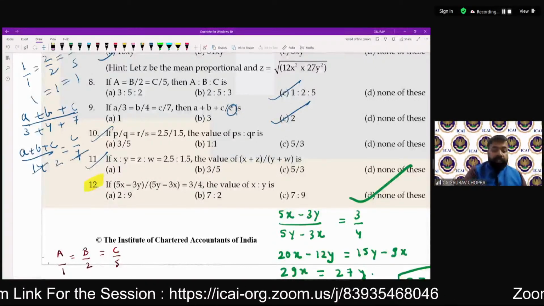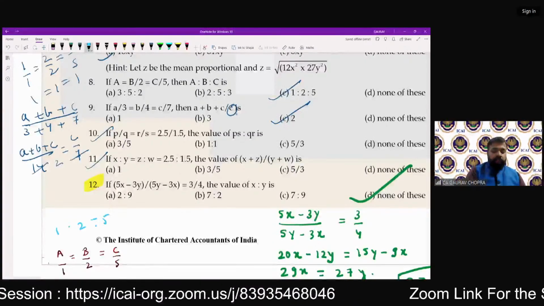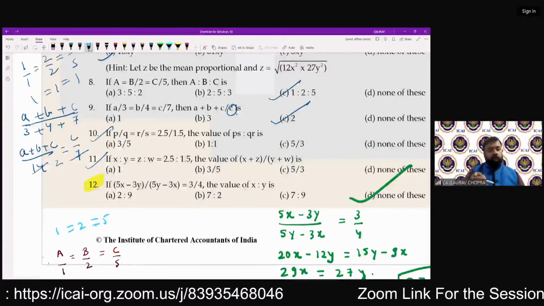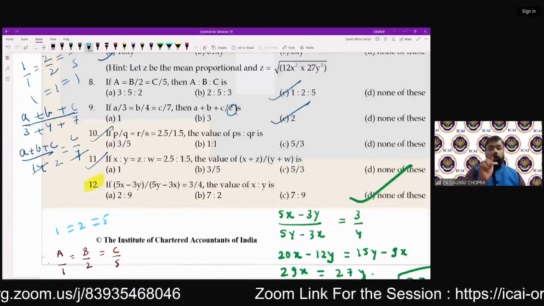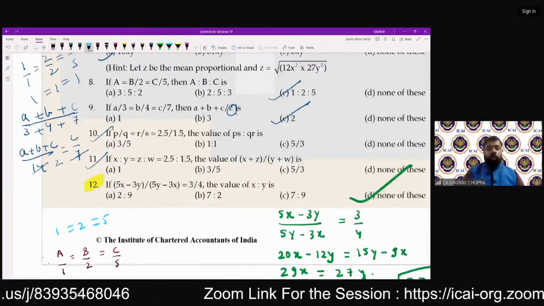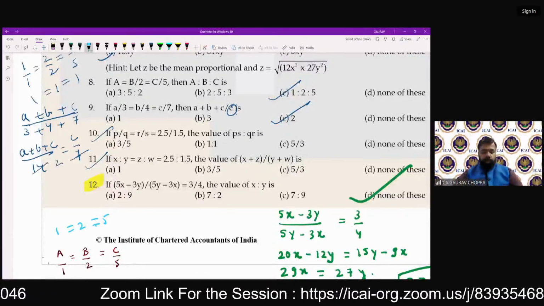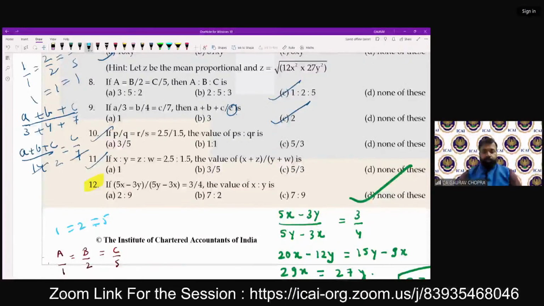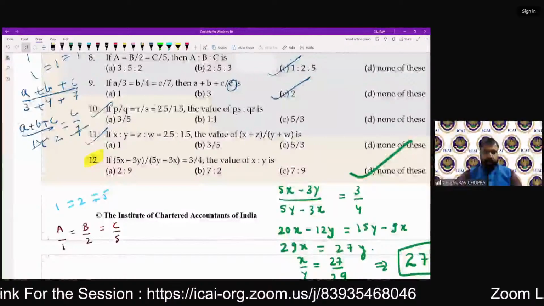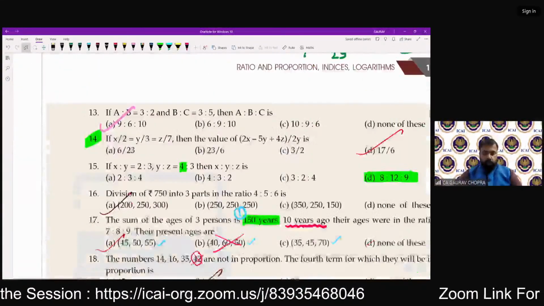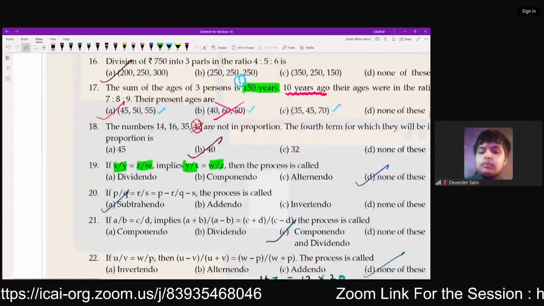But as soon as you try the third option, 1, 2 and 5, so 1 upon 1 is 1, 2 upon 2 is 1, 5 upon 5 is 1. That means now all these three are equal. Therefore, option number C is correct. This is the simplest way to solve this question. So this was question number 8. Next, I think it was question number 19, right? 14. Okay.